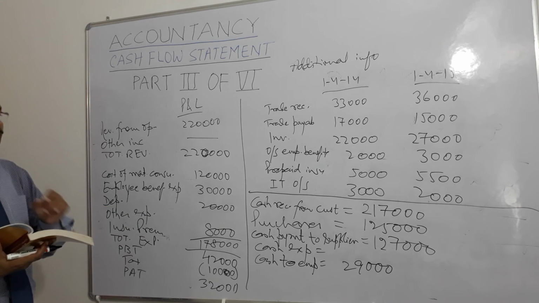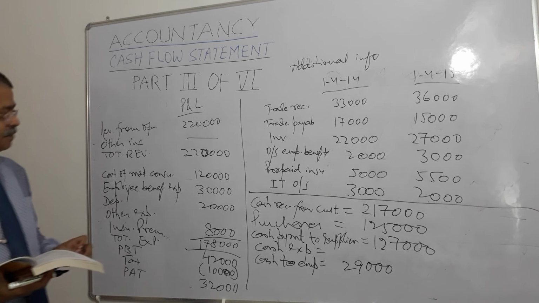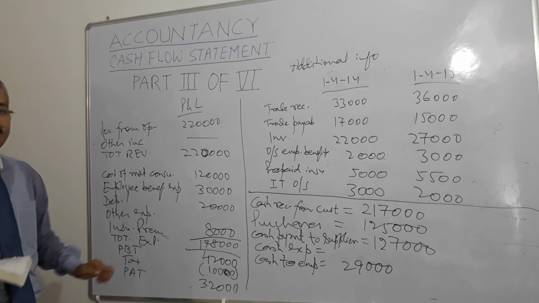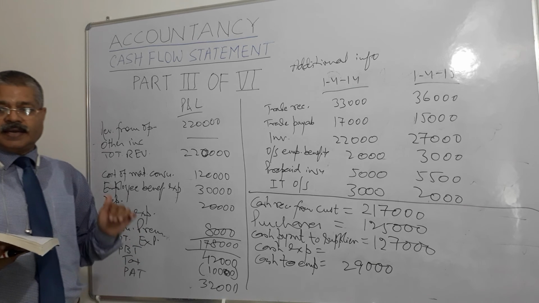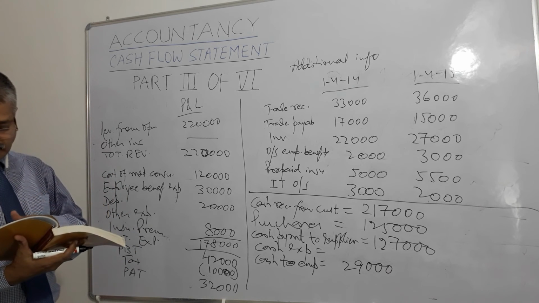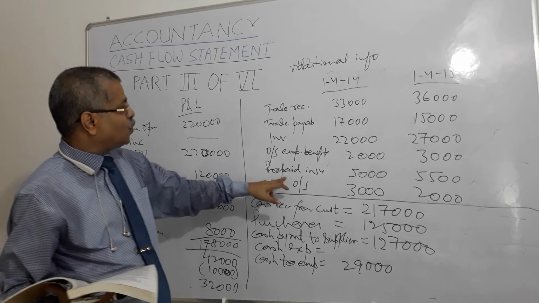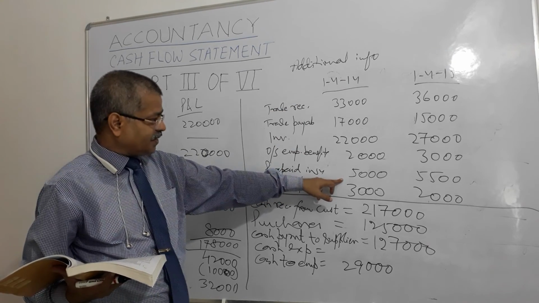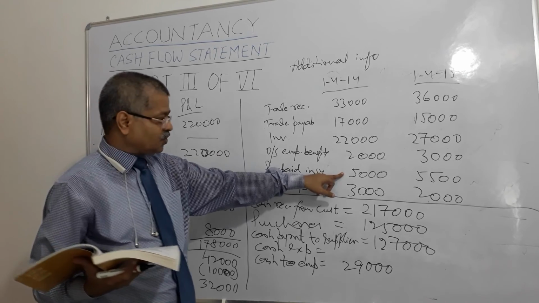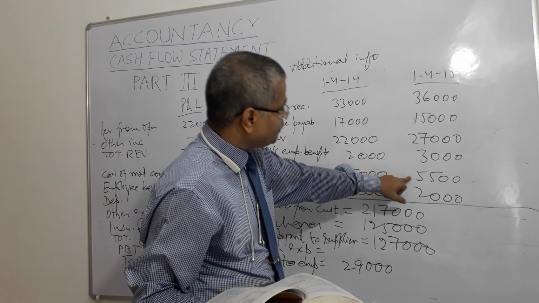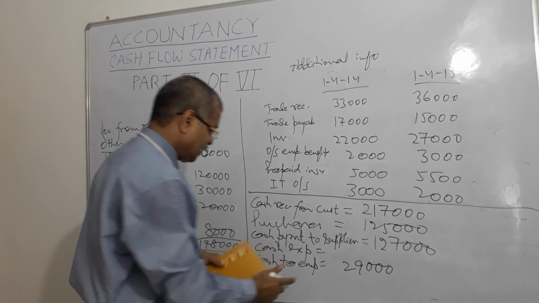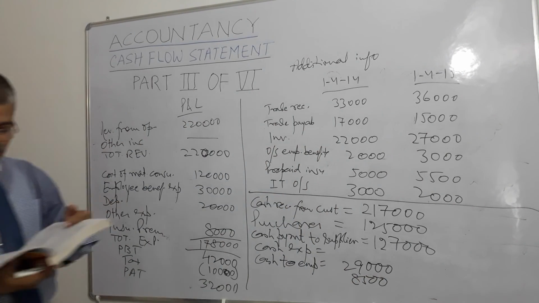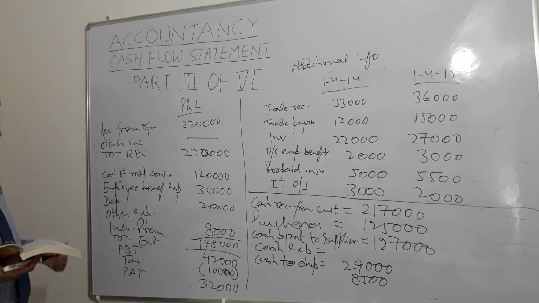Then cash paid for insurance premium. What is the insurance premium here? 8,000. Opening prepaid insurance we will deduct: 8,000 minus 5,000 is equal to 3,000, and closing we will add. So it becomes 8,500.